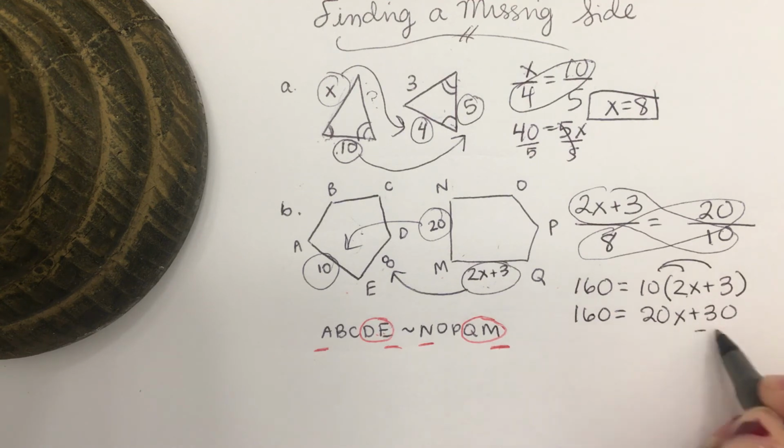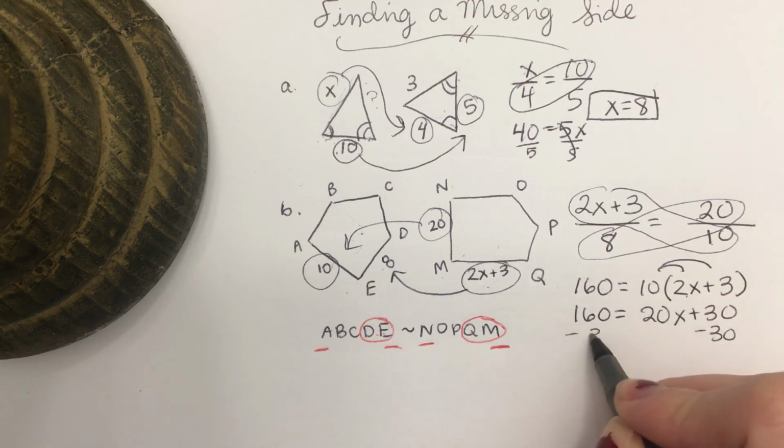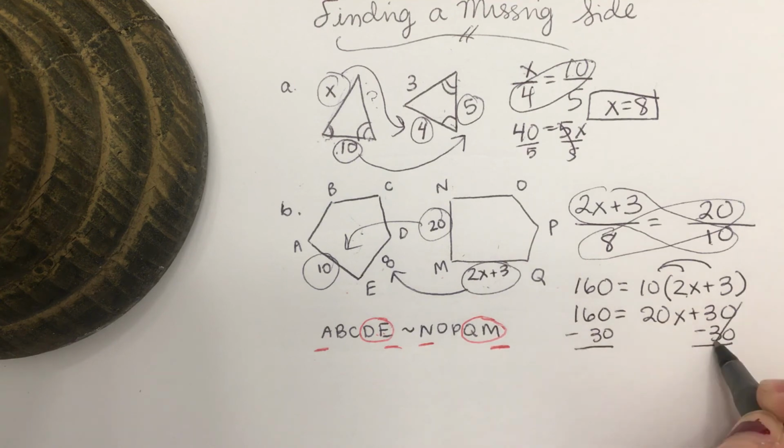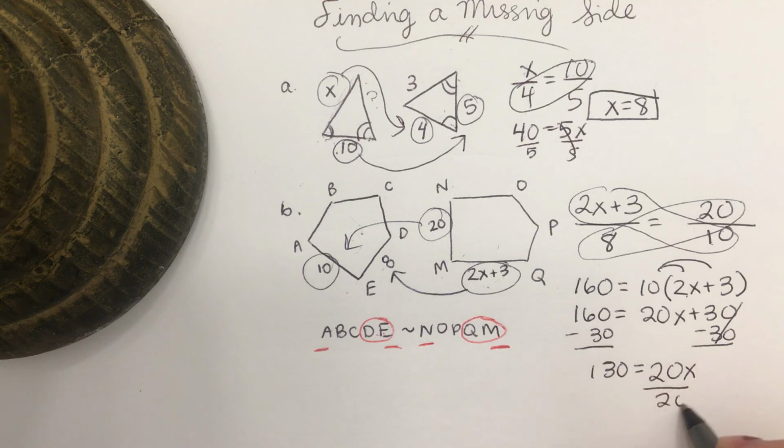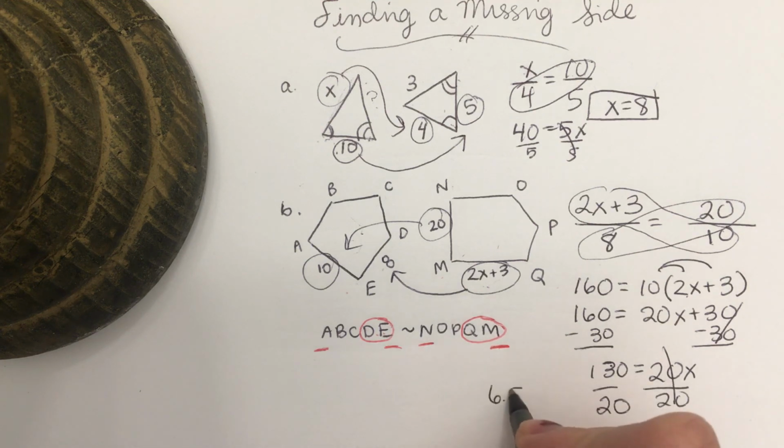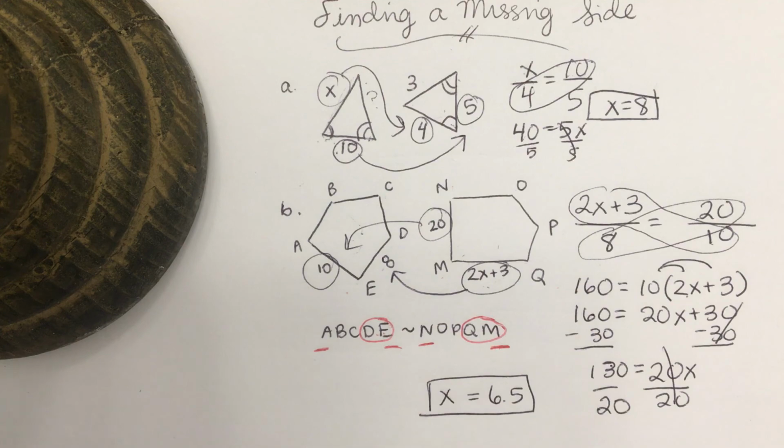Now I just have to solve. It's a two-step equation, trying to get x by itself. So I'm going to subtract 30 from both sides, which is going to leave me with 130 on the left, just 20x on the right because my 30s cancel. And then my last step is to divide by 20. 20s cancel. 130 divided by 20 is going to be 6.5. So my final answer here is going to be x equals 6.5.